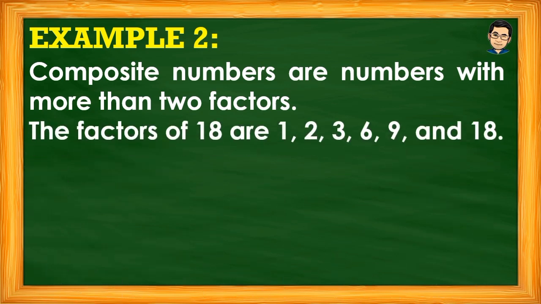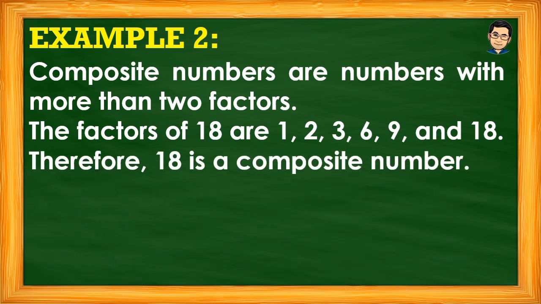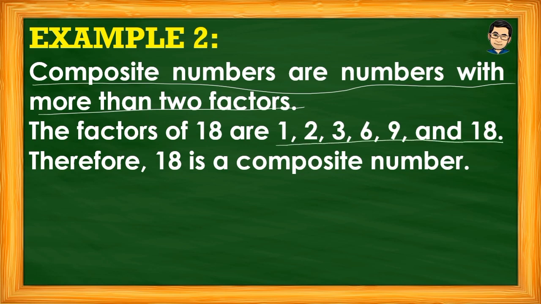The factors of 18 are 1, 2, 3, 6, 9, and 18. Therefore, 18 is a composite number. So, based po sa first statement, composite numbers are numbers with more than 2 factors. So, ilan ang factors ng 18? Ayan po, 6. Is 6 more than 2? Of course. Therefore, pwede nga naman nating i-conclude na 18 is a composite number.